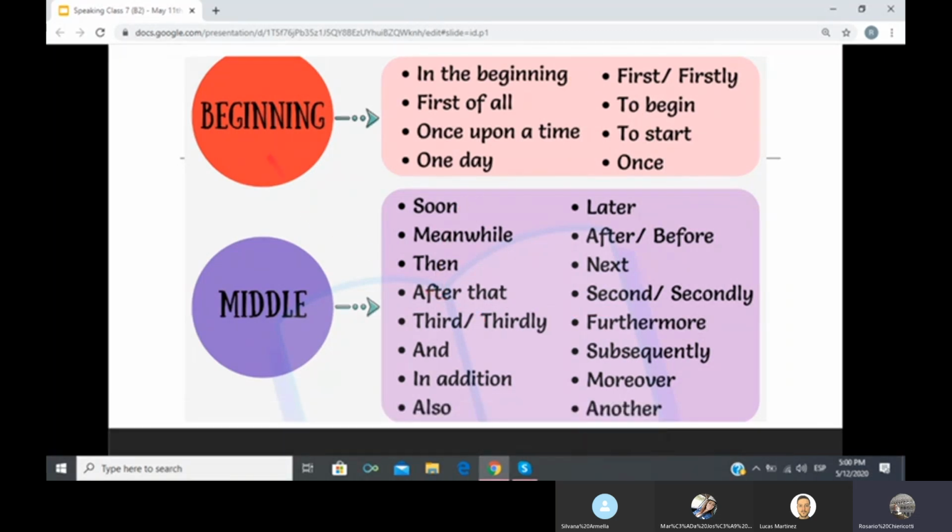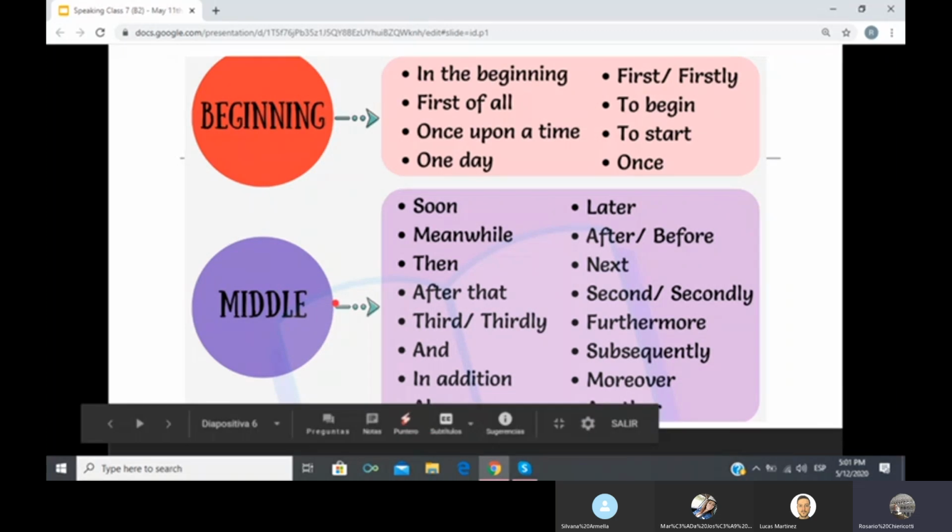So when we begin, we can use some of these. Who can read it, please? In the beginning, first of all, once upon a time, one day, firstly, to begin, to start, once. Excellent. So these are to begin our story or what we want to retell.